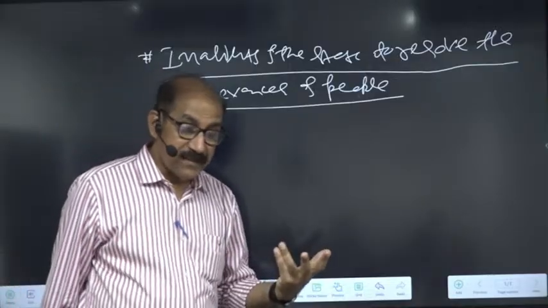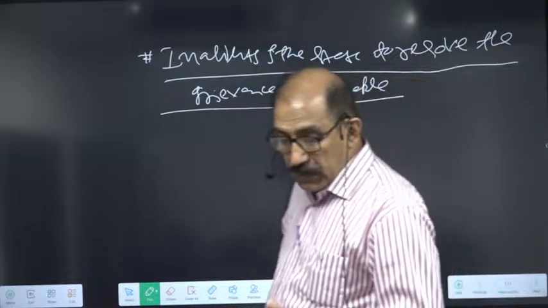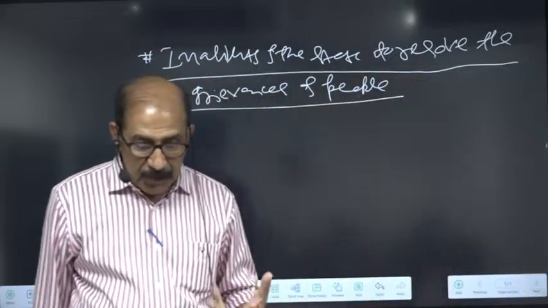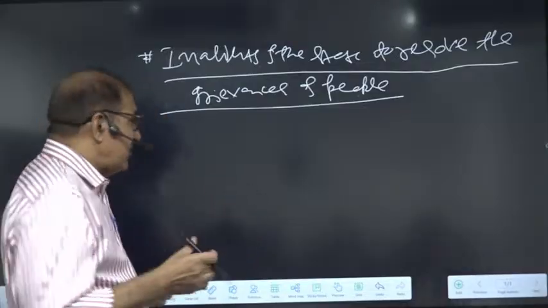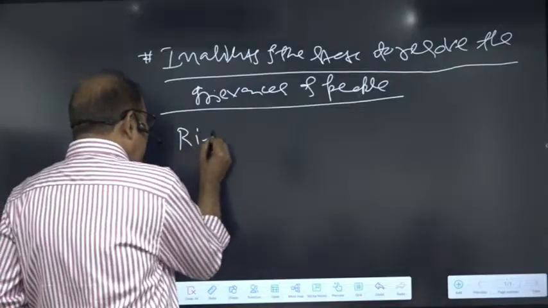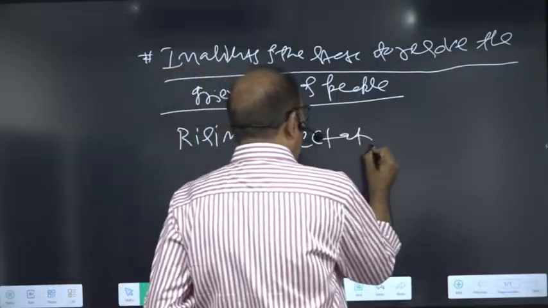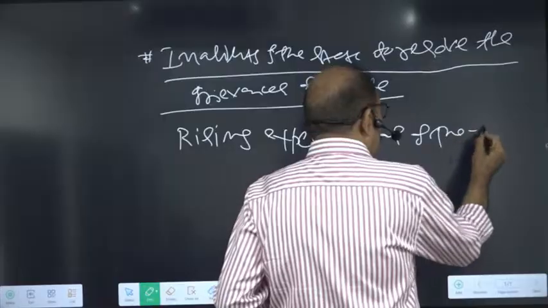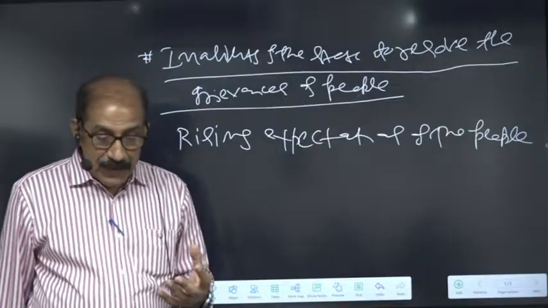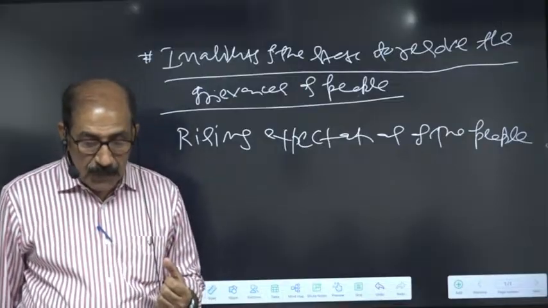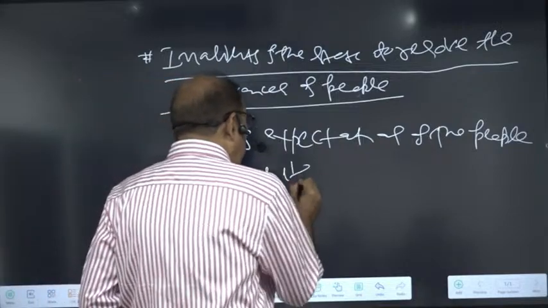ग्रीवांसेस में आपकी जो शिकायत है, जो आपके issues हैं, to resolve the issues of the people. Inability of the state to resolve the grievances of the people. And this is because of, इसको हम एक और तरीके से देख सकते हैं, the rising expectation of the people, what people expect from the government, and its fulfillment.